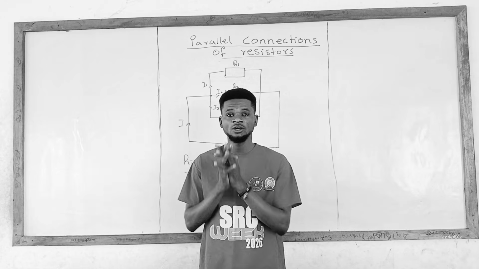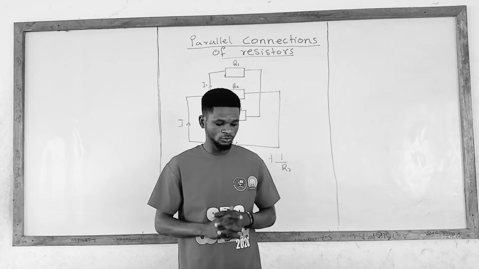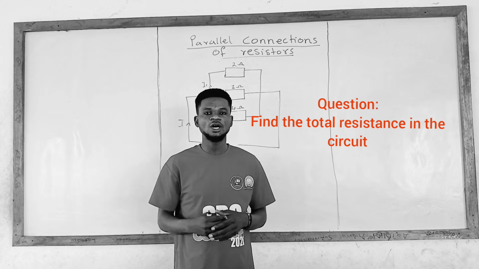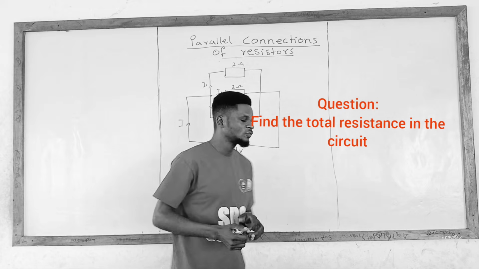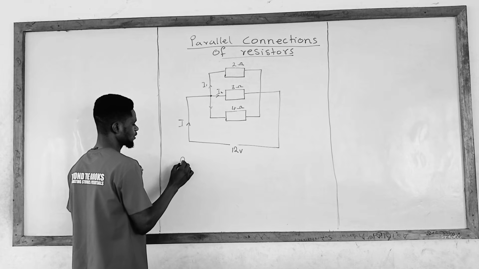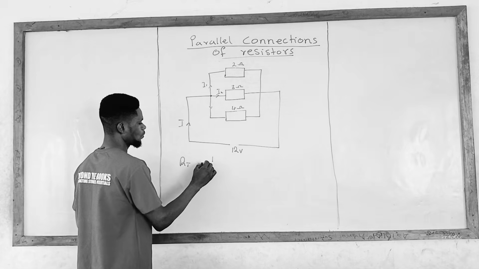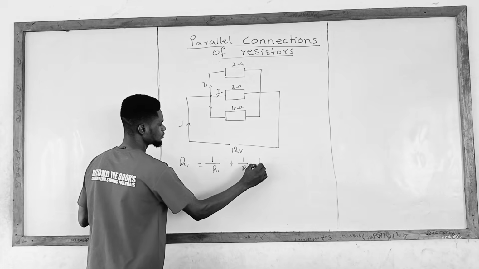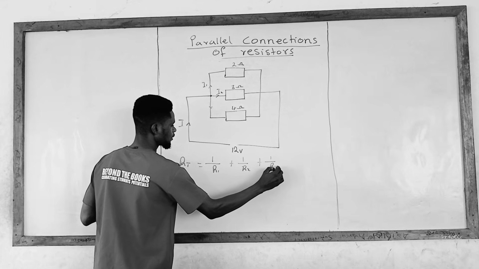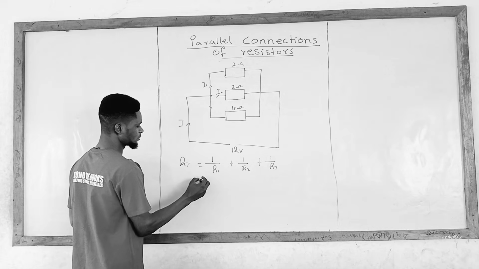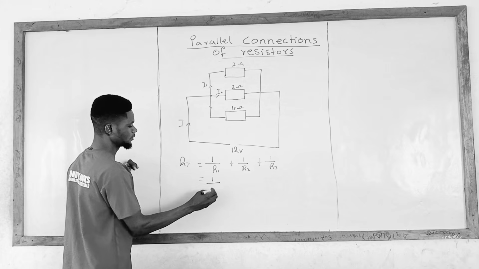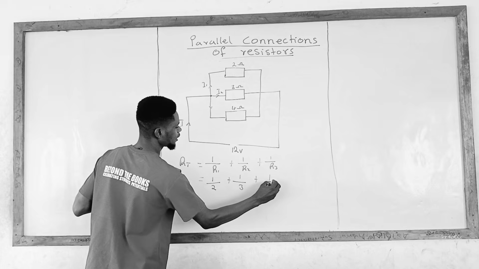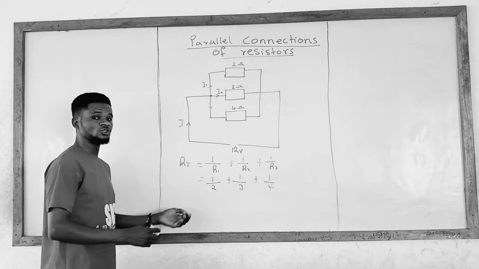Now let's look at a question that will help us to understand more. Now this is a question for us. It says find the total resistance in the circuit. So to find the total resistance in the circuit, RT is equal to 1 divided by R1 plus 1 divided by R2 plus 1 divided by R3. So you now substitute your values, to get 1 divided by 2 plus 1 divided by 3 plus 1 divided by 4.